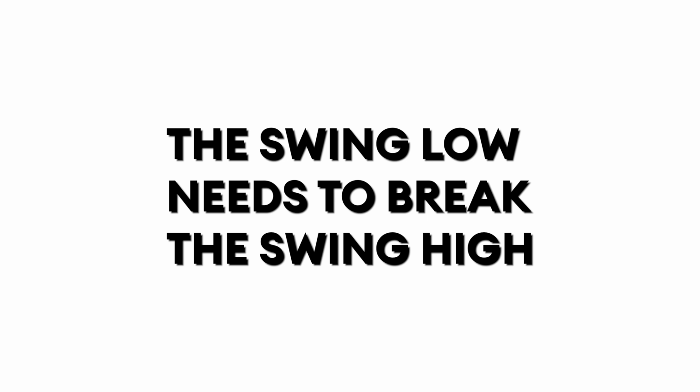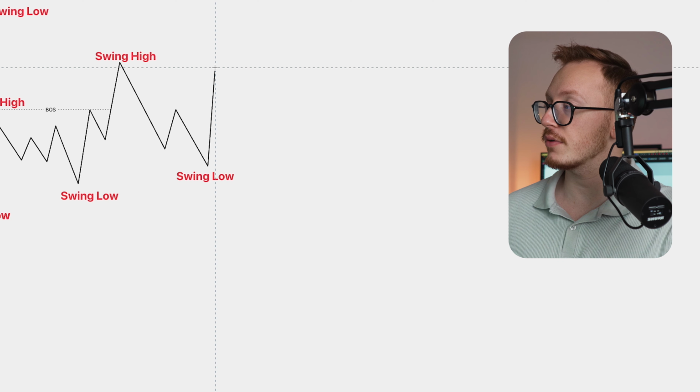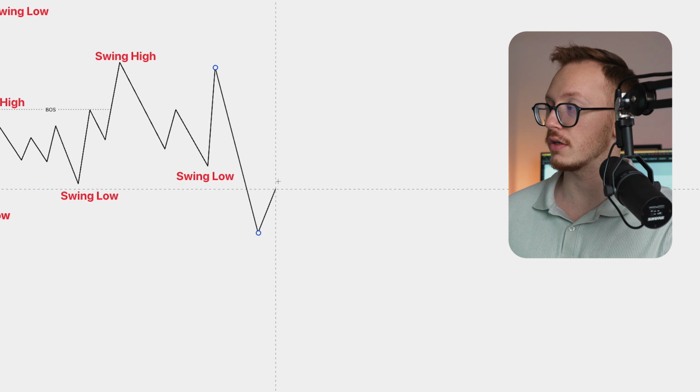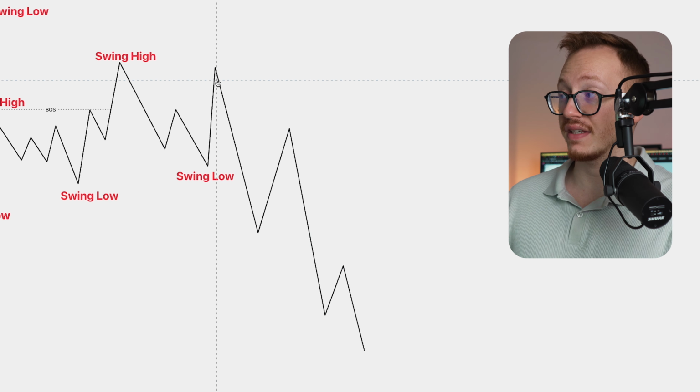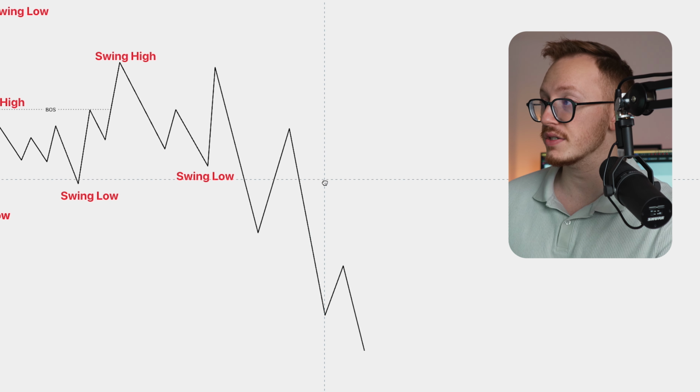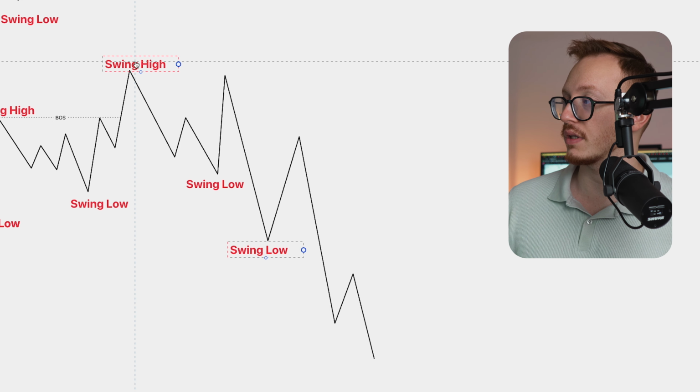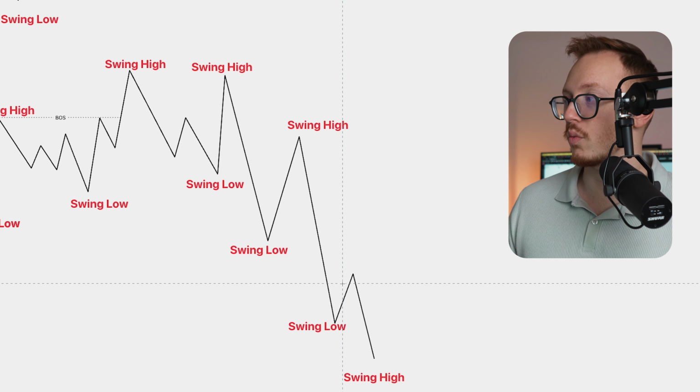Because you always have to remember that the only job that these swing points have is that the swing low needs to break the swing high in an uptrend and that the swing high needs to break the swing low in a downtrend. But then already here you're thinking, what happens when we go the other way around? And that is a very valid point. So let's say for example, we do this right now. As you can see, the trend has shifted from bullish to bearish. We started creating new swing lows, new swing highs, but of course, then what?